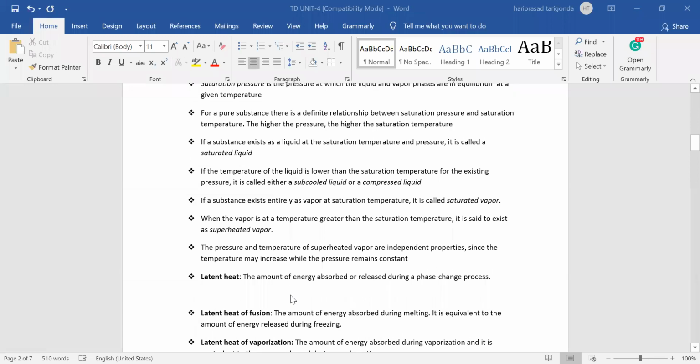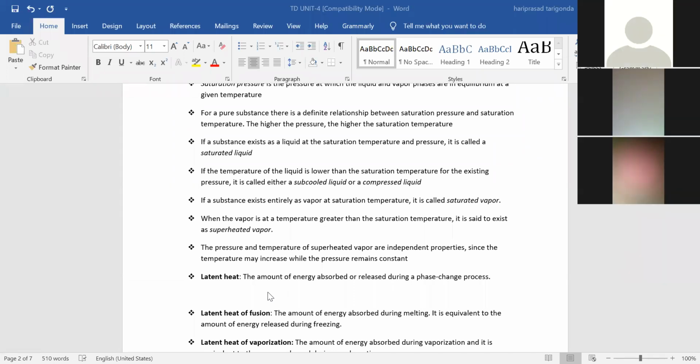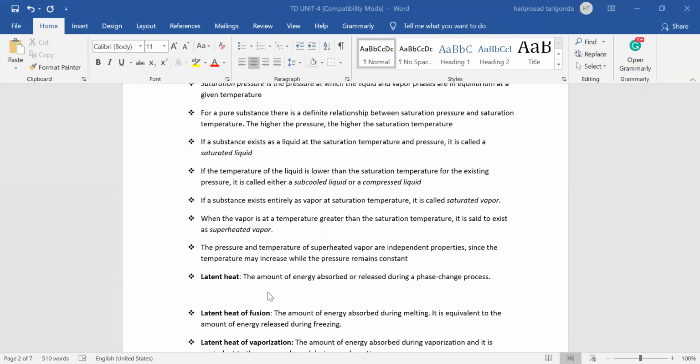The different terminology, one is latent heat. Generally, we come across all this terminology in case of heating of water. First one is latent heat. So latent heat is nothing but the amount of energy absorbed or released during a phase change process. Phase change process means liquid to vapor or vapor to liquid, and solid to liquid or liquid to solid. So the amount of energy released or absorbed is called latent heat at a particular, at a given temperature.